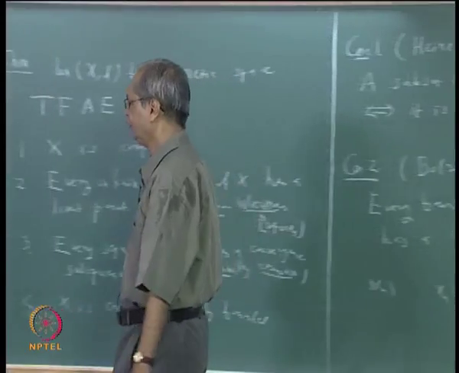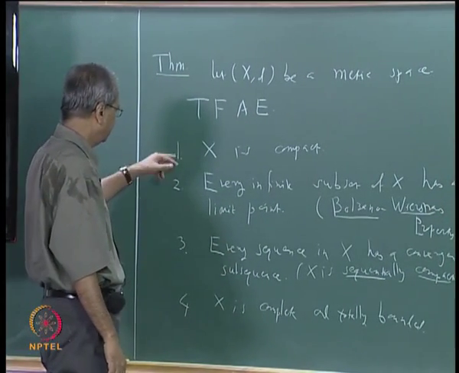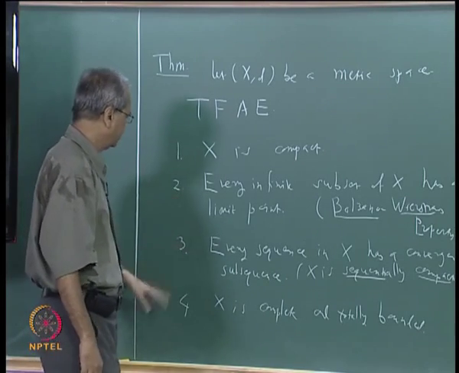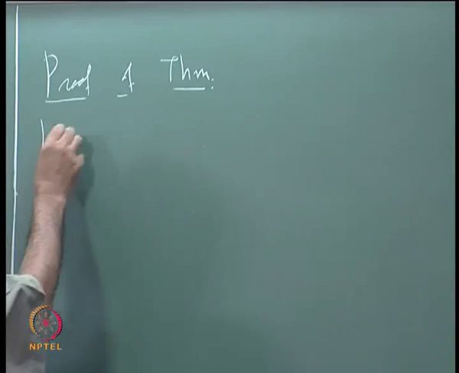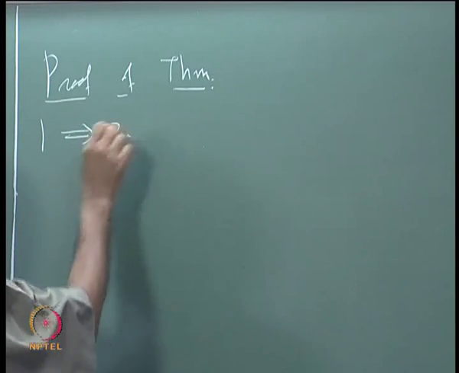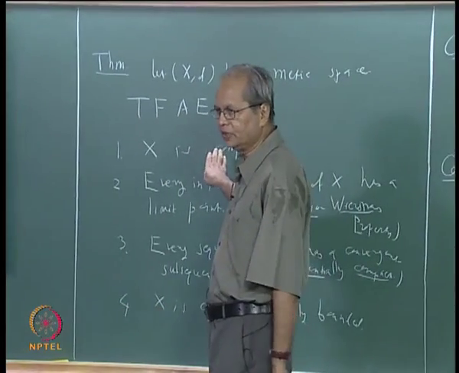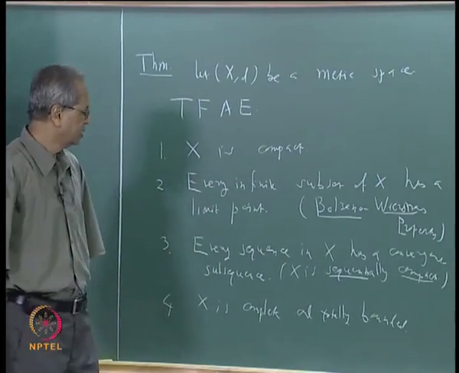As I said, we can start proving in one cycle. Let us attempt this way: 1 implies 2, 2 implies 3, etc. If we get into some problem, let us see. So let us start with 1 implies 2. 1 implies 2 means what? We assume that X is compact and show that every infinite subset has a limit point.